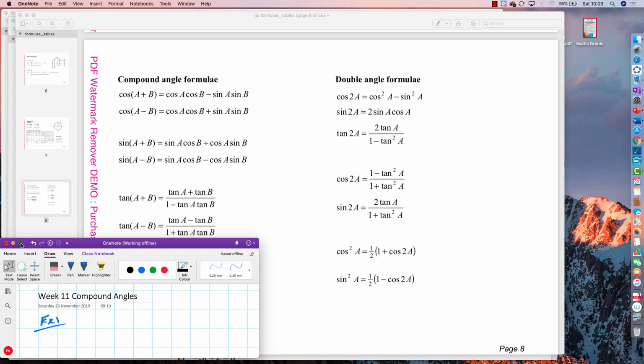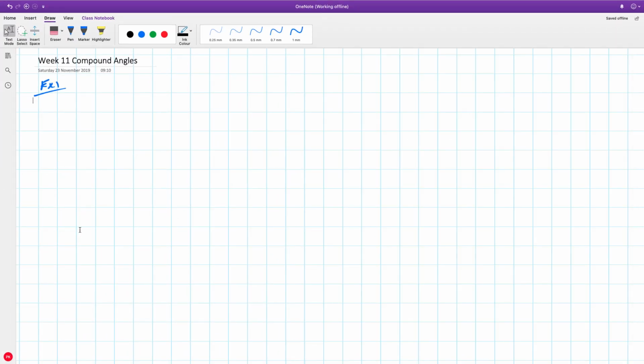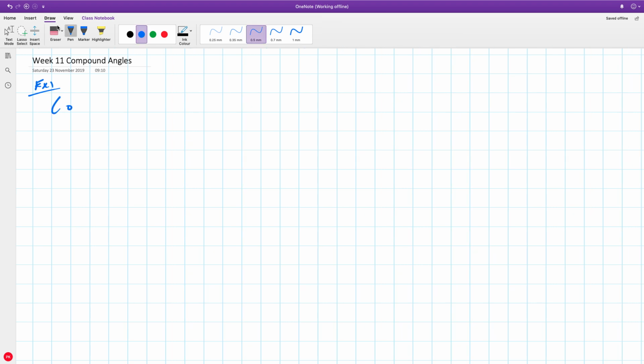Right, we'll look at the following. So, we want to express the cos of 75 degrees in surd form without using a calculator. So, we look at our table.